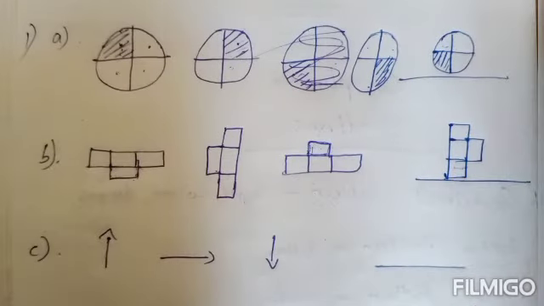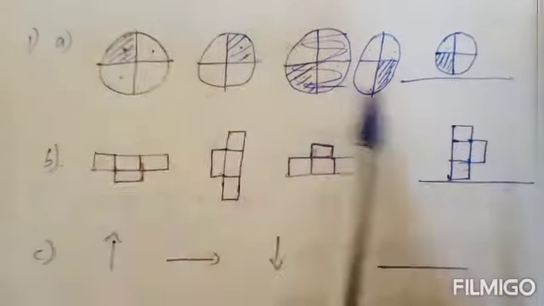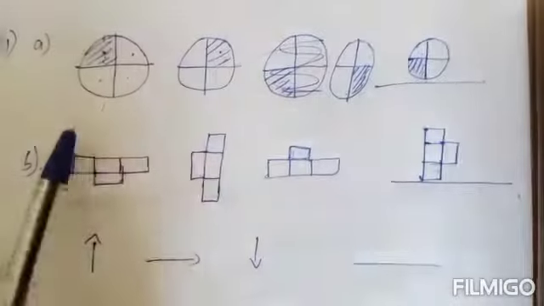Now exercise 22, first question. Draw one more figure at the end of each of the following geometrical patterns. So you have to observe the pattern and draw one more figure.